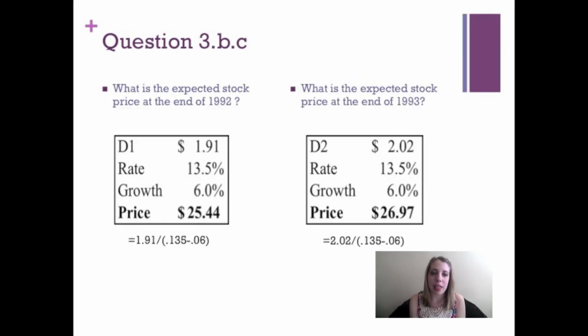For question 3B, they asked us to find the price at the end of 1992. This would use D1, which is 191, and divide it once again by the rate minus the growth. And then that gives us a price of $25.44. And question 3C asked us what was the expected stock price at the end of 1993. So then we would take D2, which is 2.02, and divide that once again by the rate minus the growth, and that gives us a price of $26.97.